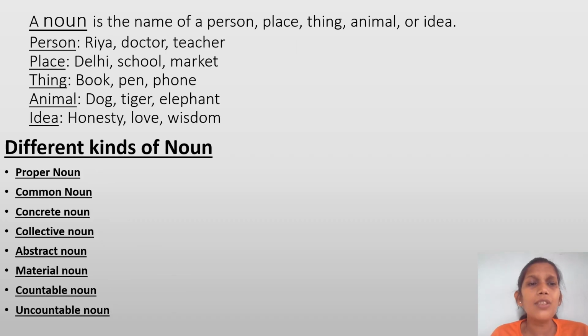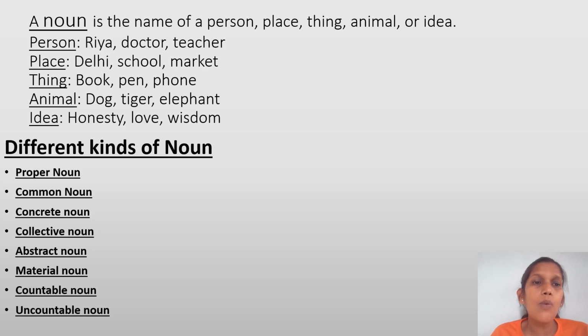Very first topic, noun. Very simple. Noun is the name of a person, place, animal, thing or idea. Person, for example, any person's name: Ria, doctor, teacher. Place: Delhi, school, market, any place name. Name of a thing: book, pen, phone. Animal: dog, tiger, elephant. Idea: honesty, love, wisdom.